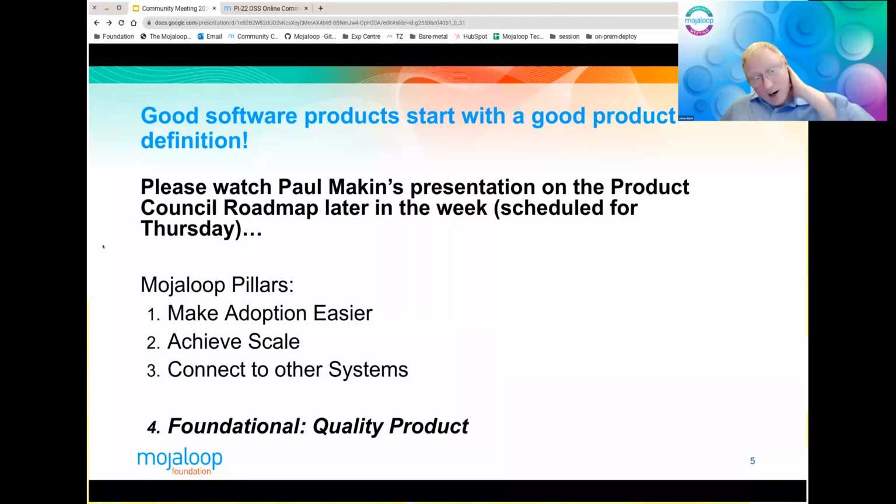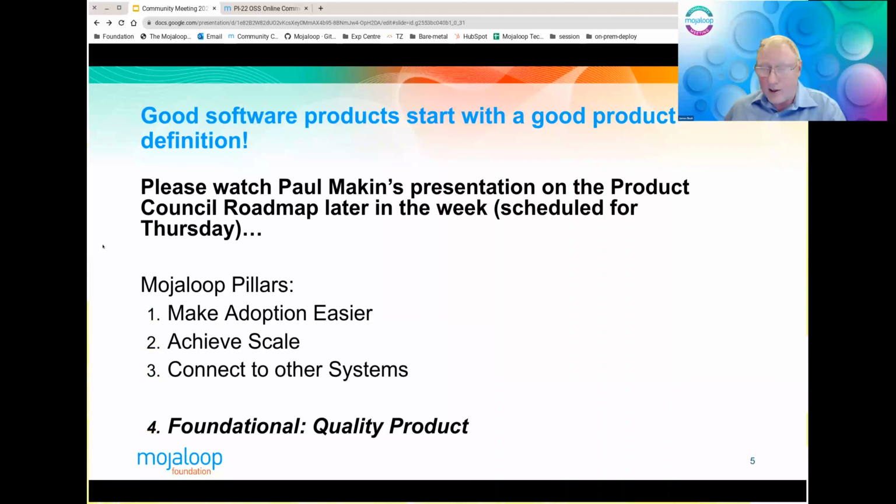But a quick summary, there are three pillars that have been previously talked about in the community, where all our efforts are being focused currently. One, to make adoption easier. Two, to achieve scale. And three, to connect to other systems. There's a lot of detail and nuance hidden under each one of those. And please do watch Paul's presentation for more information on that.